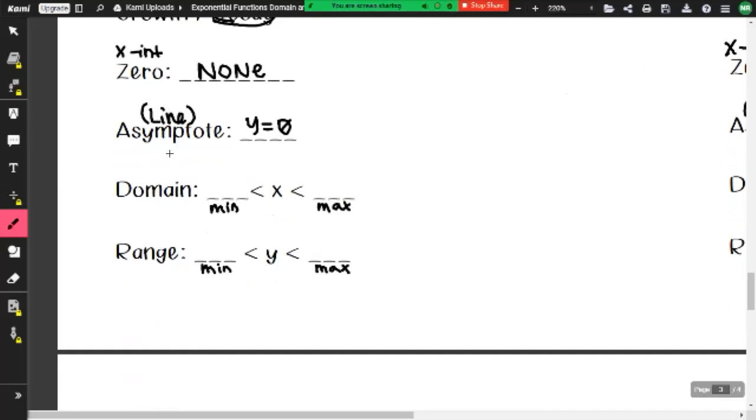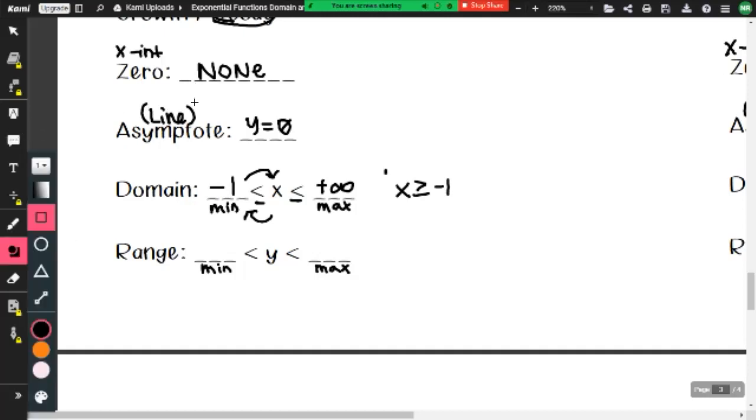All right, domain, only look at the X values: -1, 0, or infinity. -1, there is a closed circle, underline it. What's the highest, 0 or infinity? Infinity. Now, because we do have an infinity, we have to flip this other side. So X is greater than or equal to -1. Box it in, circle it, do what you got to do.